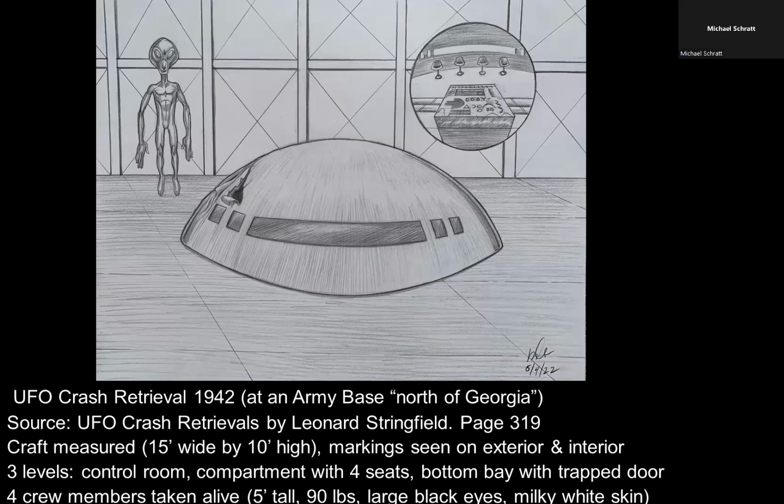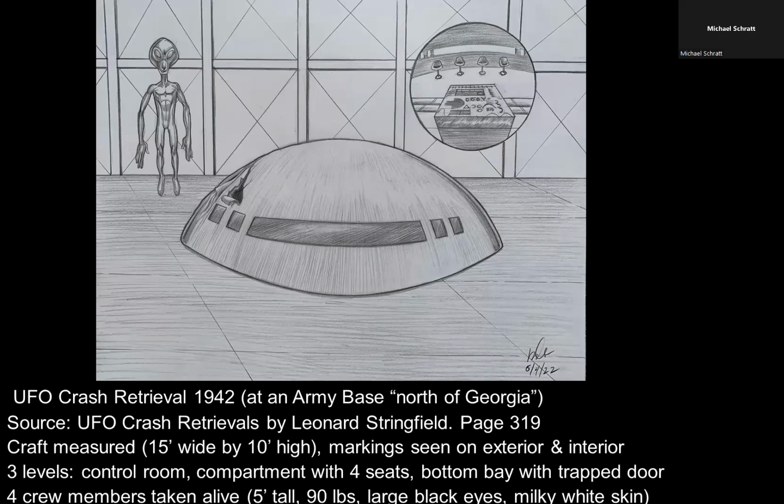As this craft came down, it hit the side of one of the buildings and tore open a hole, a breach, on the side of the craft. And that's what you see here. This craft was about 15 feet wide and about 10 feet tall. It had a wraparound window located on the forward section of the craft. There were markings seen on both the exterior and interior of the craft.